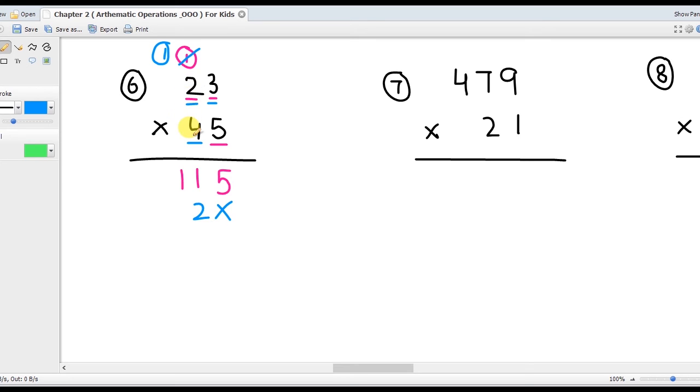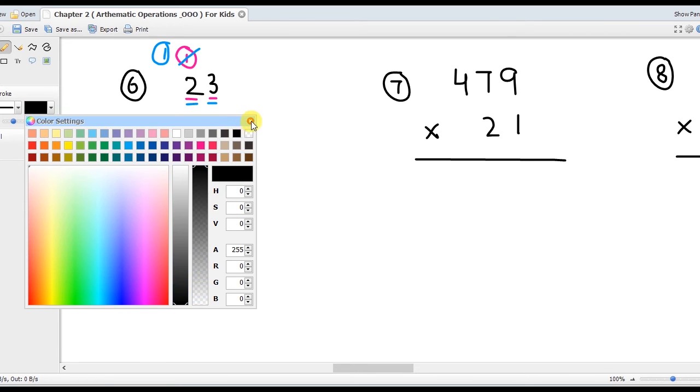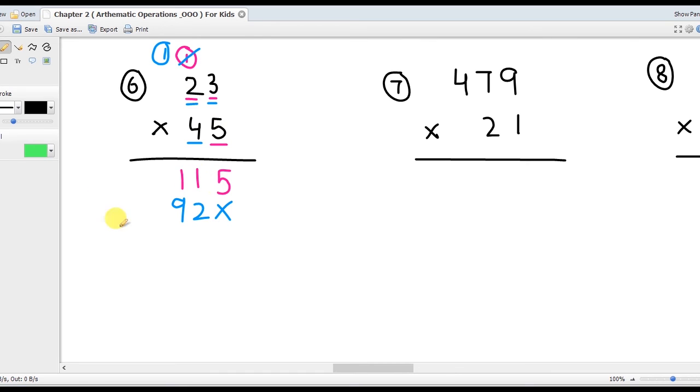So 2 times 4 is 8 and plus 1, which is 9. Now at the end, we have successfully multiplied all the numbers. Now we are going to add these numbers. So 5 plus nothing is 5. 1 plus 2 is 3. And 1 plus 9 is 10. So when I multiply both of these two numbers, I will get the answer 1035.